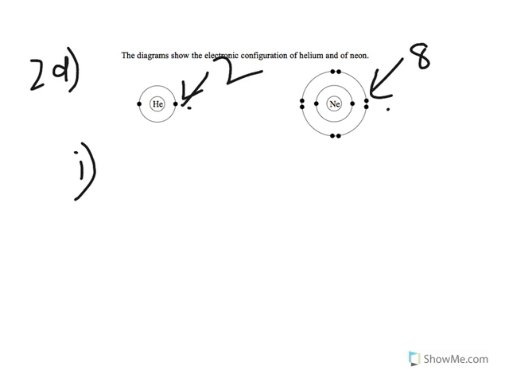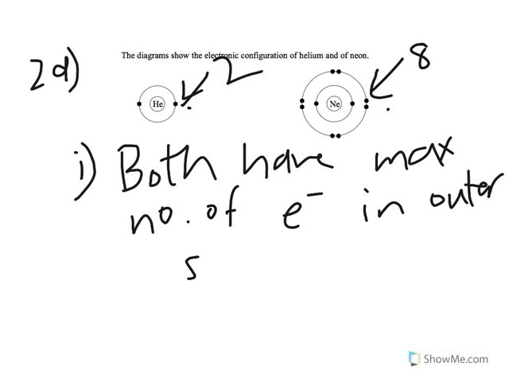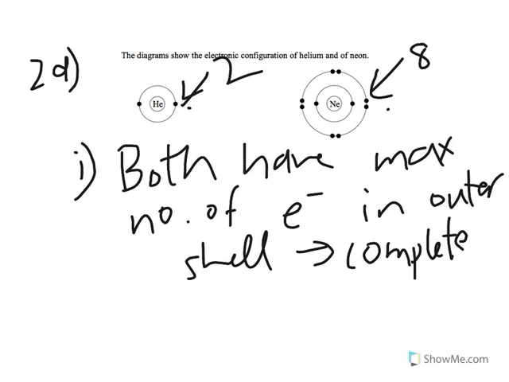So the similarity should be that both have the max number of electrons in the outer shell. Meaning they have a complete outer shell.